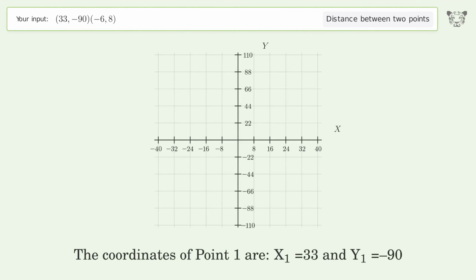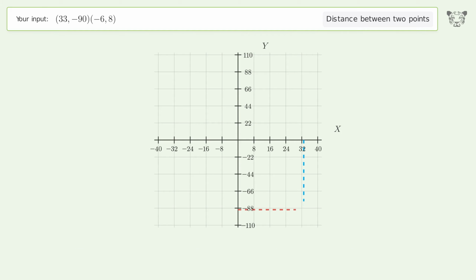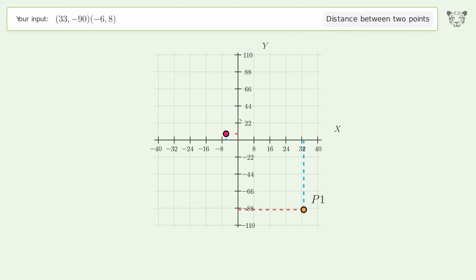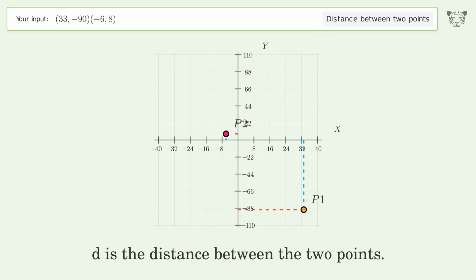The coordinates of point 1 are x1 equals 33 and y1 equals -90. The coordinates of point 2 are x2 equals -6 and y2 equals 8. D is the distance between the 2 points.